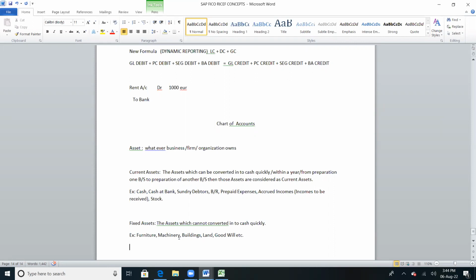If something is purchased for resale, say you are a furniture dealer, what is your business? Furniture. You buy furniture and sell it. So something which you are buying and selling will not be considered an asset. It will become goods.